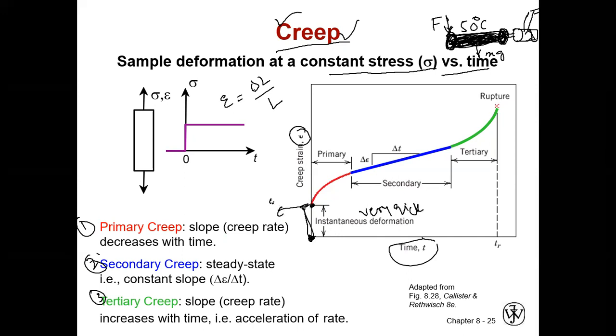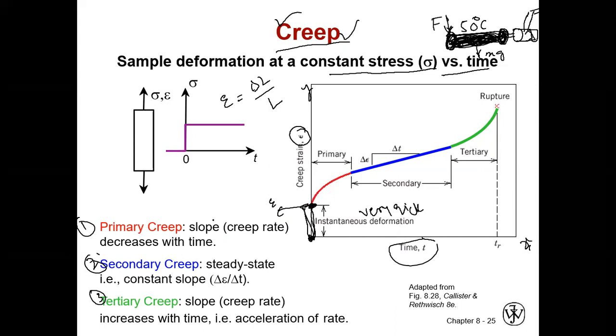If you reach here, the creep has some value. It is not zero here. Let's say this is the Y axis and this is the X axis, so the Y value is not zero here. The instantaneous deformation occurs in a very short amount of time, so we take the time equal to zero. The red color is the primary region.